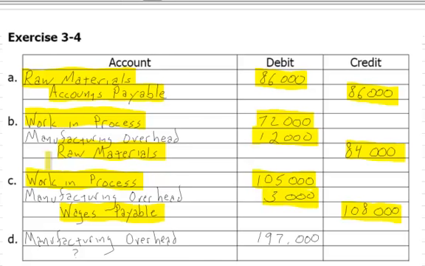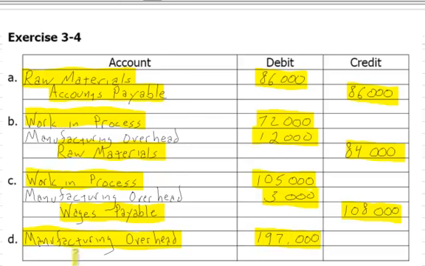In transaction D, they talk about the additional manufacturing overhead costs being $197,000. Actual manufacturing overhead costs are going to go to a debit account for manufacturing overhead, and that's $197,000.